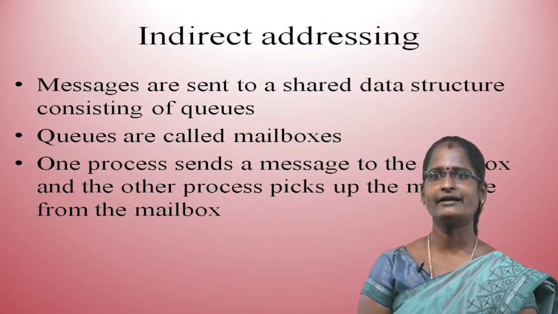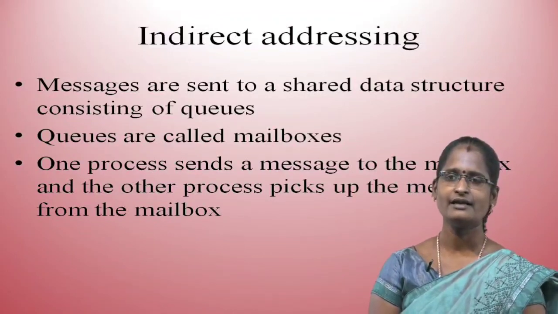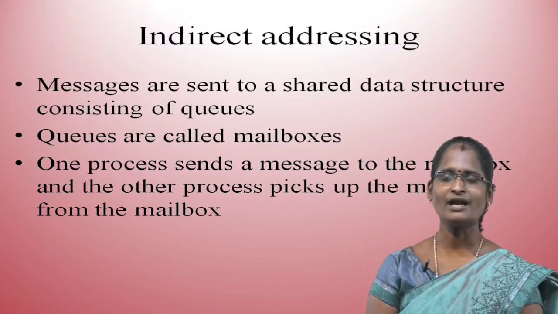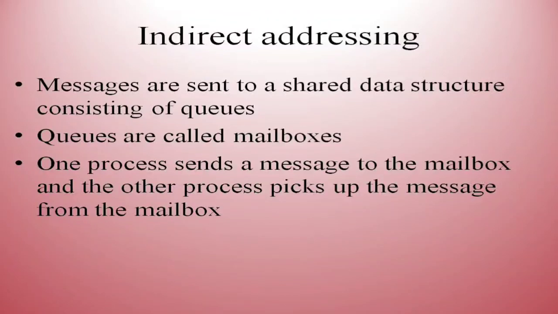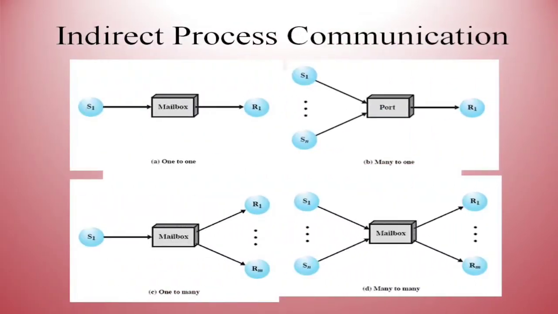Then indirect addressing. The messages are sent to a shared data structure consisting of queues. The queues are called mailboxes. One process sends a message to the mailbox and another process picks up the message from the mailbox. This is the diagram for indirect process communication. The one-to-one, one-to-many, and many-to-many relationships are described in the diagram.